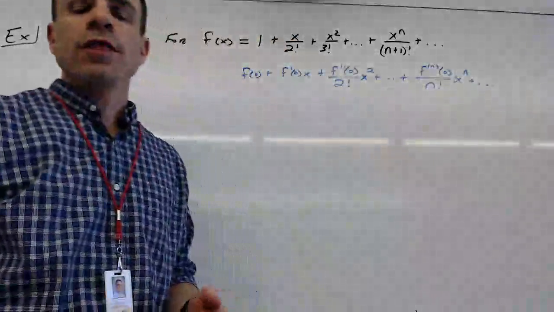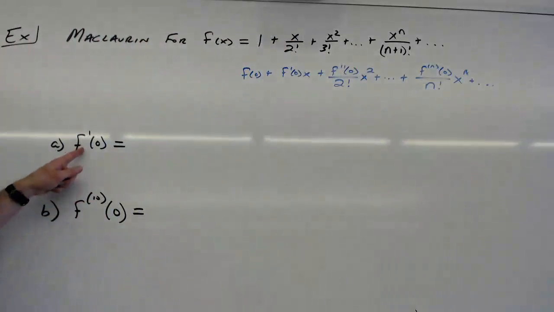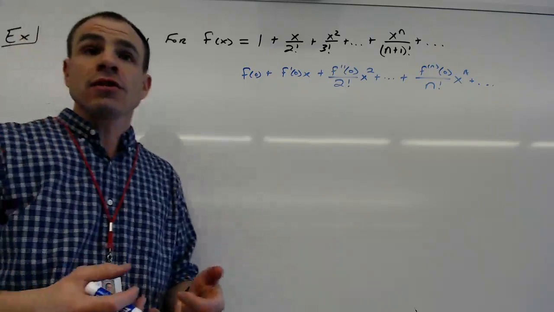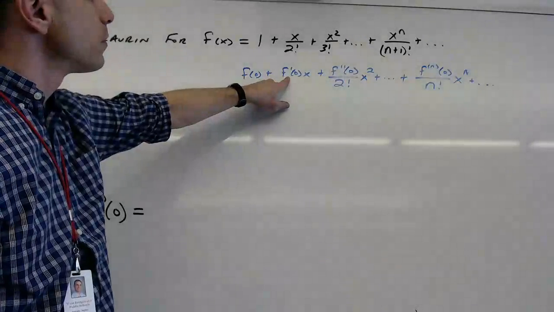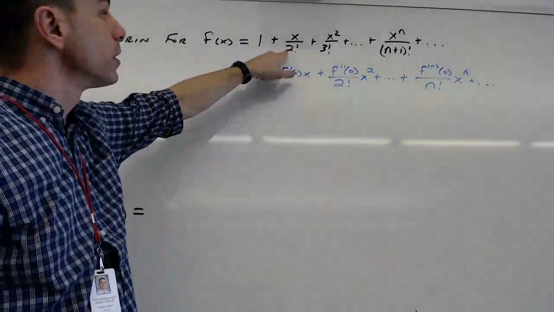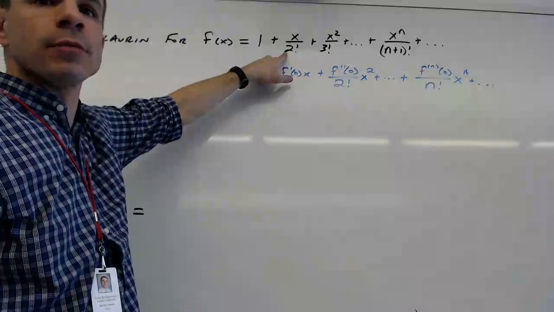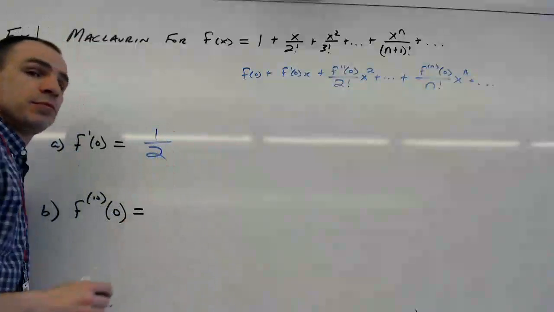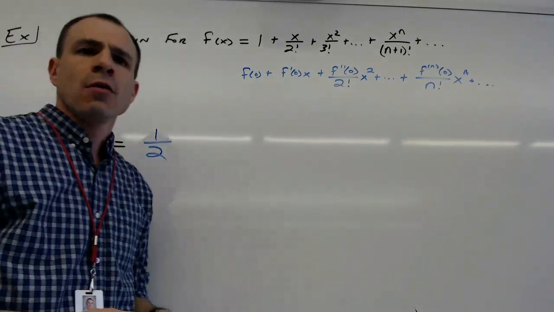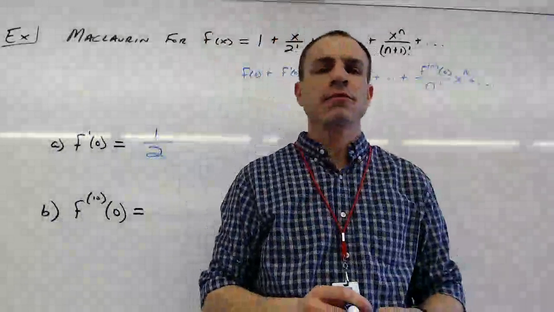Okay, so with that in mind, finding f prime of 0 is actually rather quick. We can do that right away. We know that f prime of 0 is the coefficient of our x term, and we can see our x term right here. Linear term is 1/2 x, so f prime of 0 will just be 1/2. Right? What's a little more complicated is what's our 10th derivative of f.